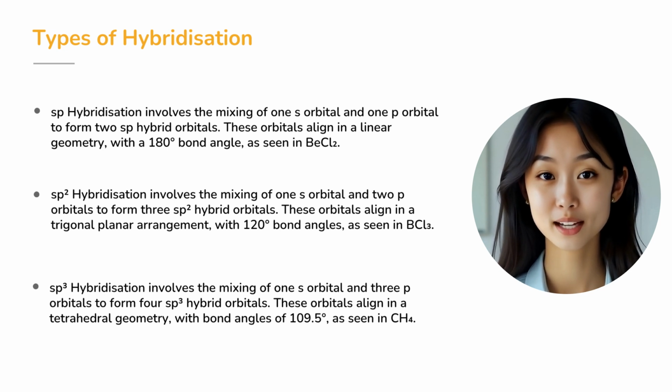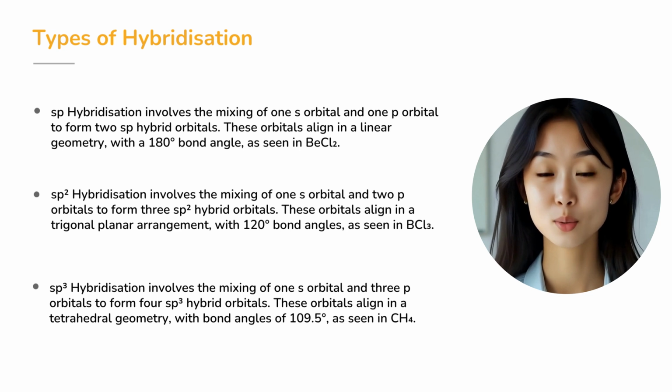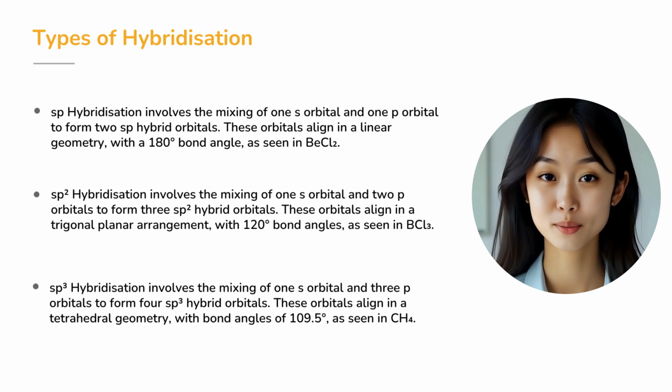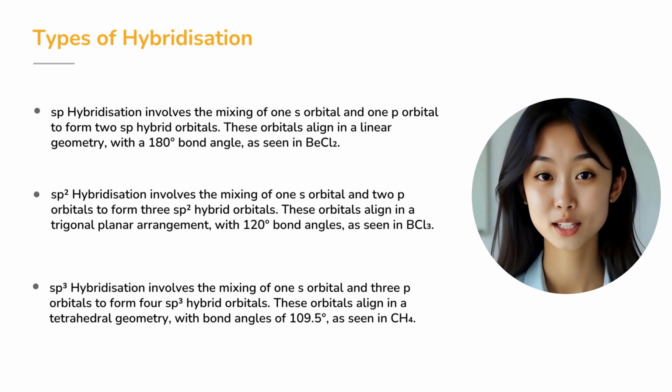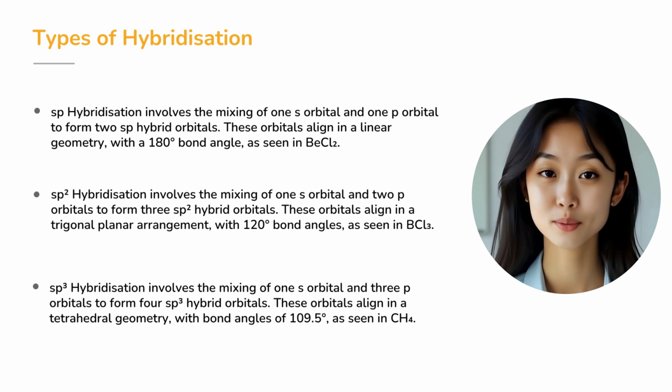Next, we have sp² hybridization. In this case, one s orbital and two p orbitals combine to form three sp² hybrid orbitals. These orbitals align in a trigonal planar arrangement, meaning they form a flat, triangle-like shape with bond angles of 120 degrees. A perfect example is boron trichloride, where this geometry helps the boron atom form stable bonds with chlorine atoms.